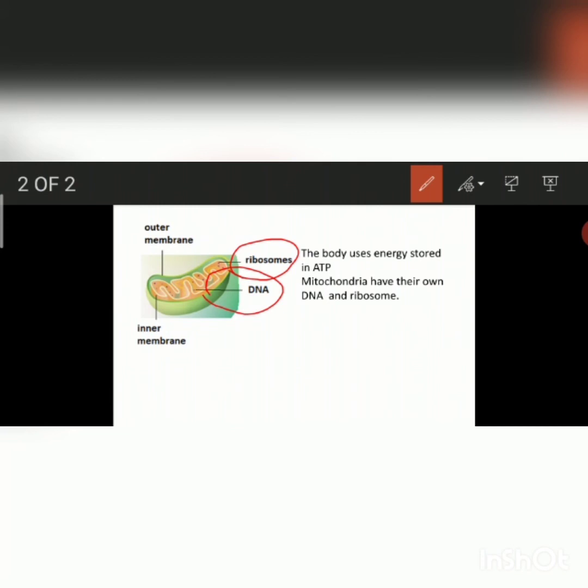So the mitochondria is known as the powerhouse of the cell and it releases energy in the form of ATP molecules, and the body will use the energy that is stored in the ATP molecules. The mitochondria has ribosomes and DNA, and the ribosomes will help it to make its own proteins.